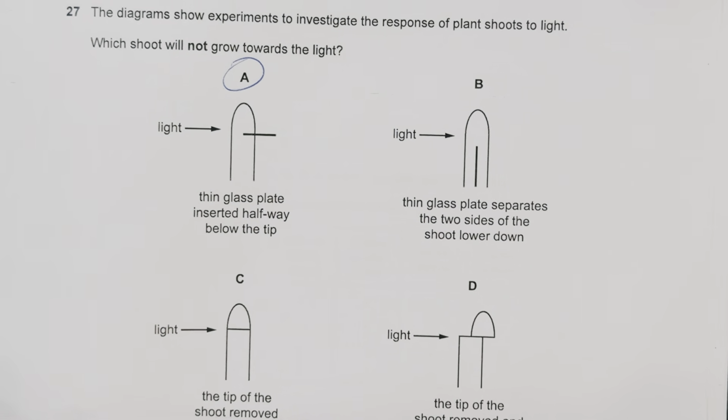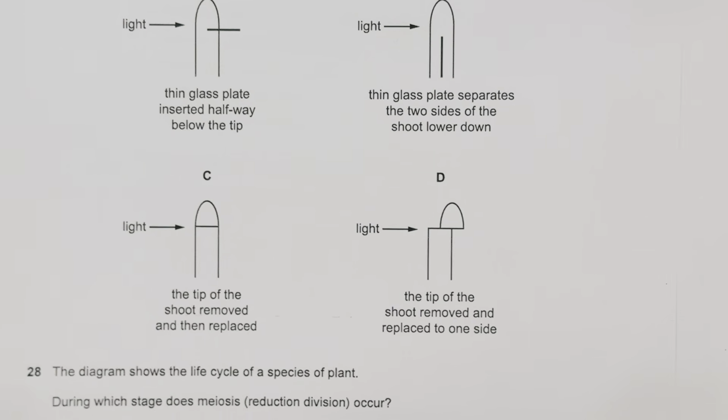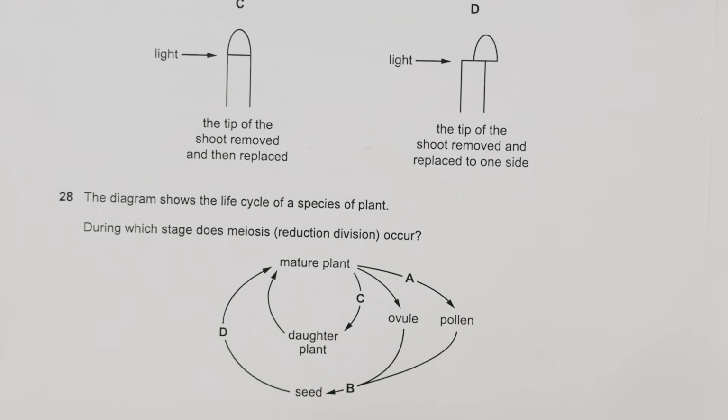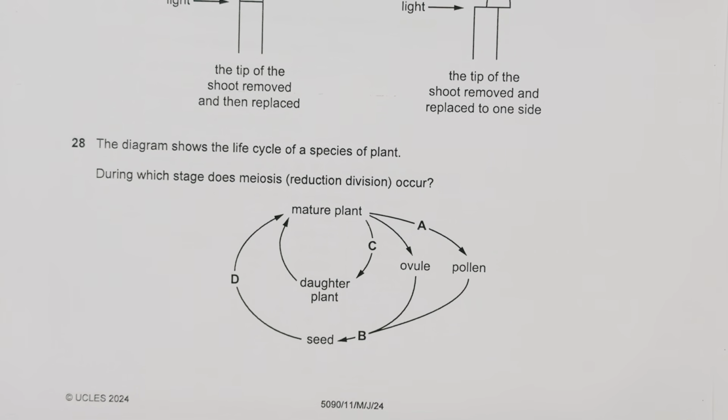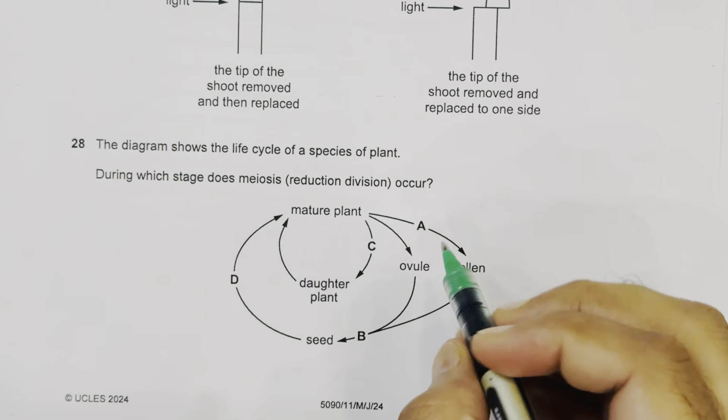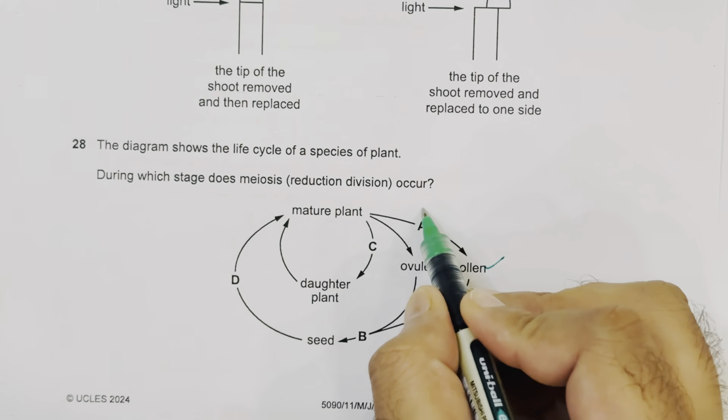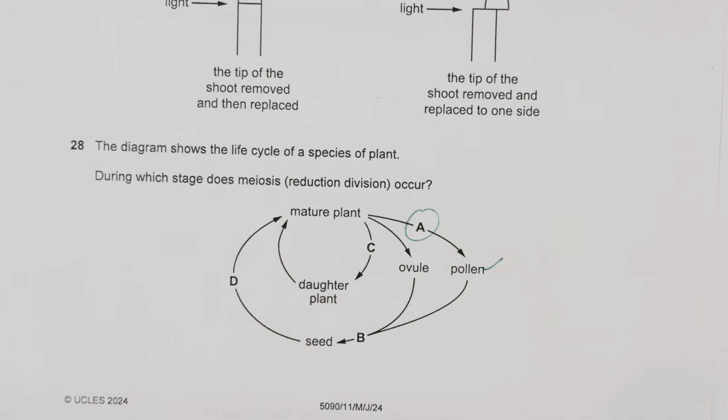Okay, moving to question number 28. The diagram shows the life cycle of a species of a plant. During which stage does the meiosis, reduction division occur? Okay, at A, the pollen. Yes, at very beginning the meiosis will take place. So option number A is the right answer.